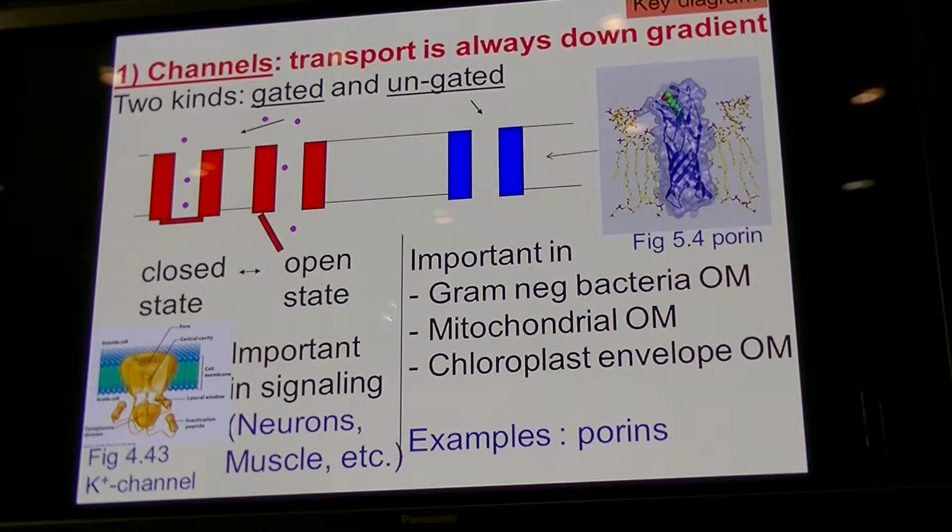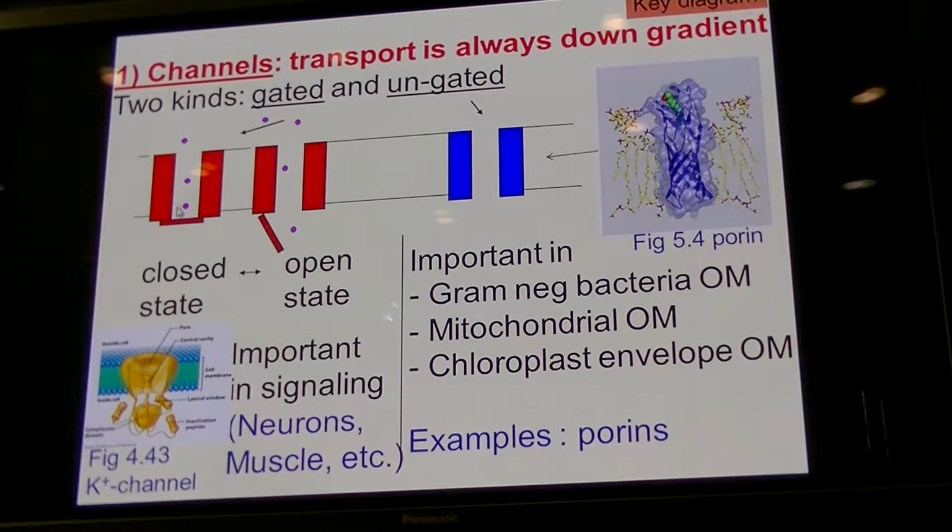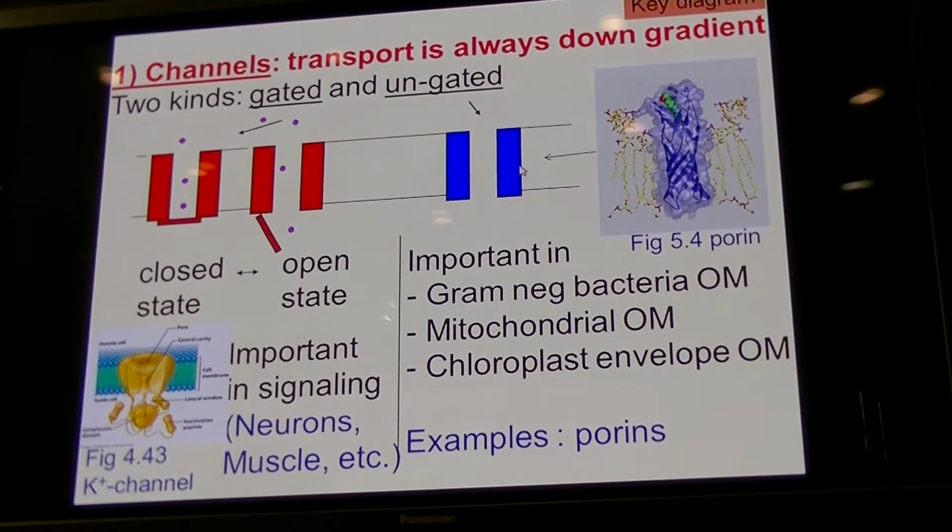Some are gated by the binding of other molecules. We call those ligand gated. And some are gated by mechanical force, so they're sensitive to touch. So we can have channels in a closed state and an open state. In the open state, there's rapid, quick transport. We can have pores.